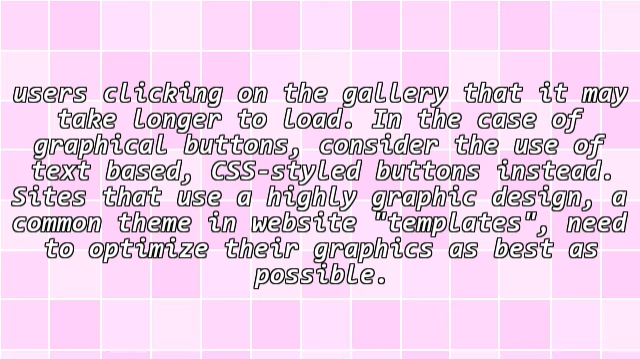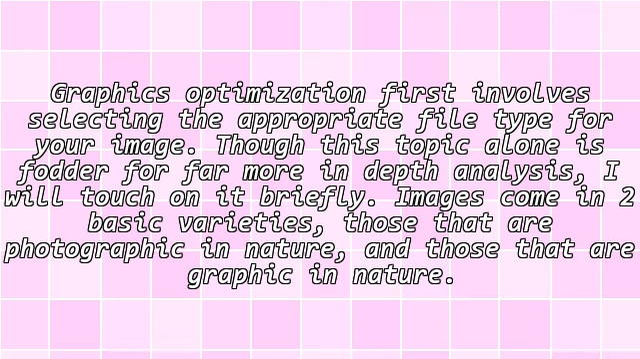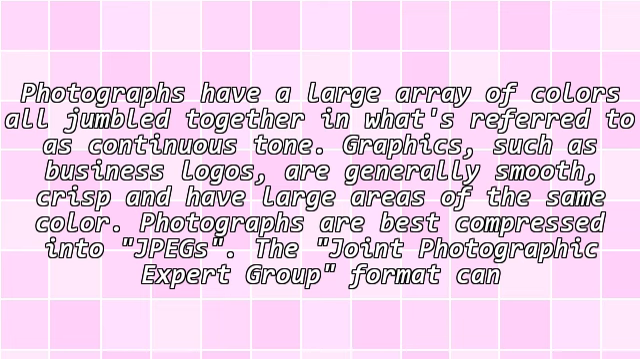Sites that use a highly graphic design, a common theme in website templates, need to optimize their graphics as best as possible. Graphics optimization first involves selecting the appropriate file type for your image. Though this topic alone is fodder for far more in-depth analysis, I will touch on it briefly. Images come in two basic varieties, those that are photographic in nature and those that are graphic in nature. Photographs have a large array of colors, all jumbled together in what's referred to as continuous tone. Graphics, such as business logos, are generally smooth, crisp, and have large areas of the same color.